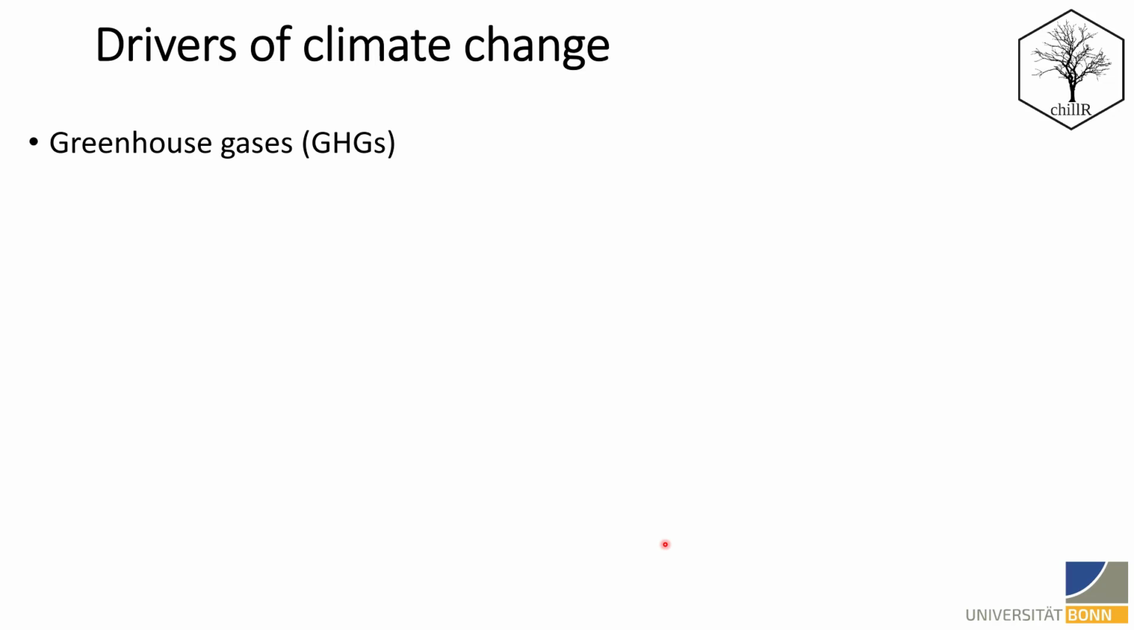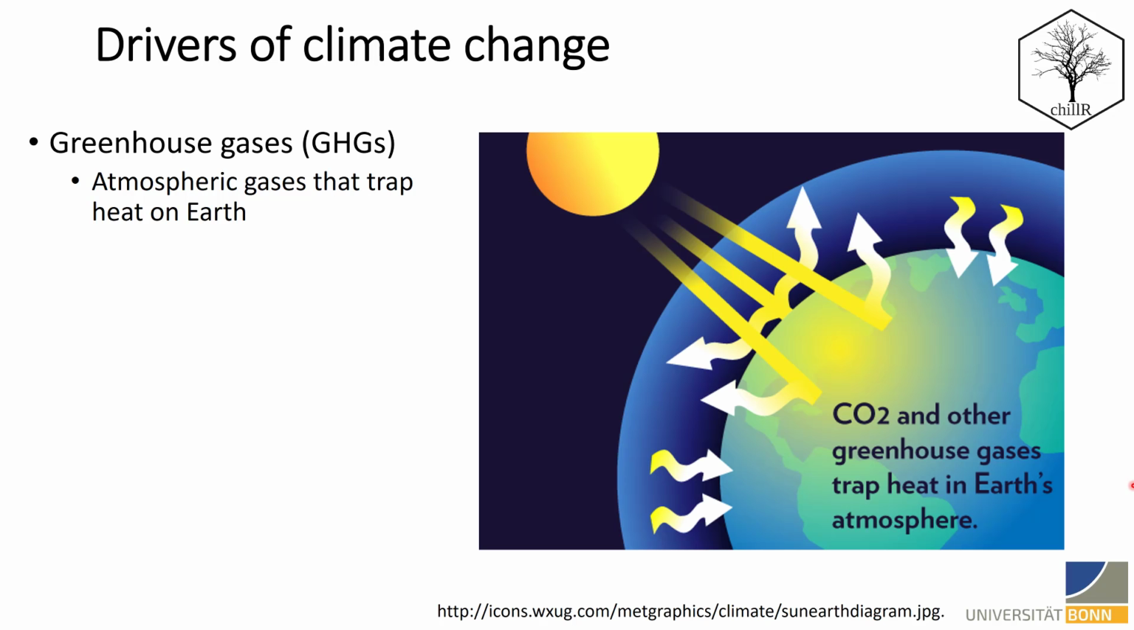Now let's finally get to greenhouse gases. You've probably been waiting for them to pop up finally. These are atmospheric gases that trap heat on Earth, a major driver of climate change. And here's how this works. You've probably all seen something like this. We have radiation coming from the sun hitting our planet, and then in the atmosphere around the Earth, indicated by this blue halo here, we have greenhouse gases.